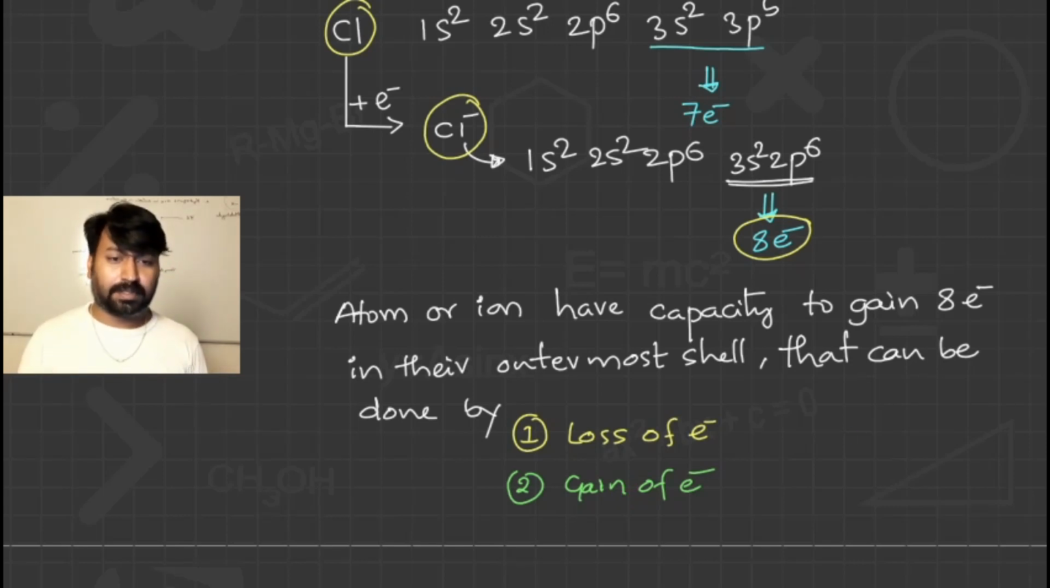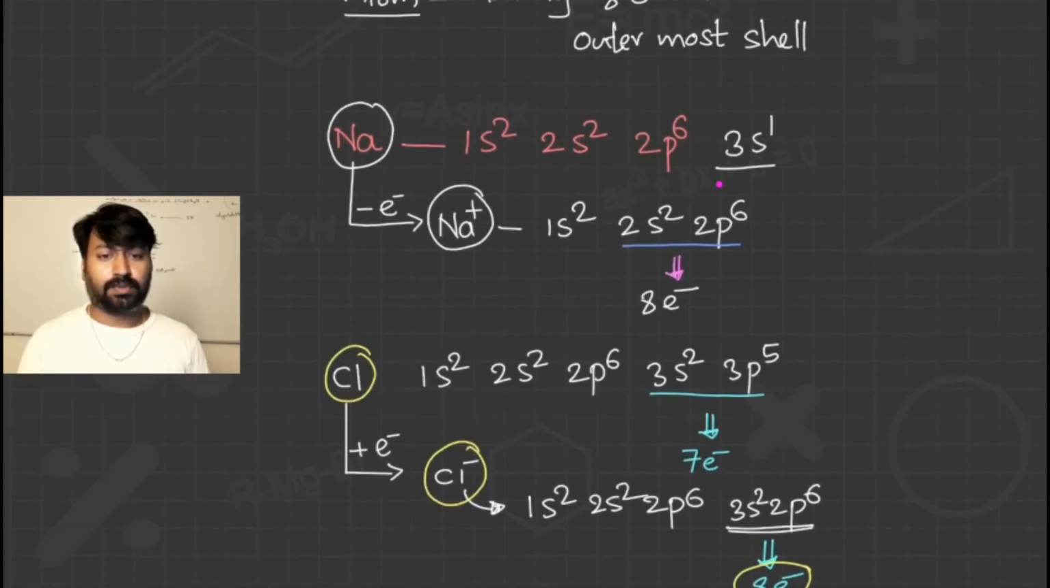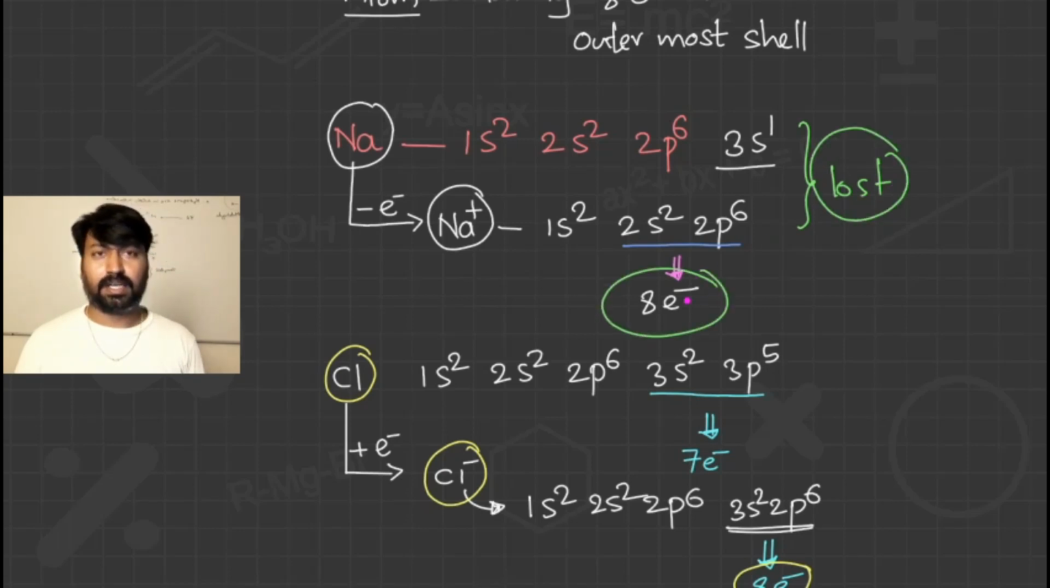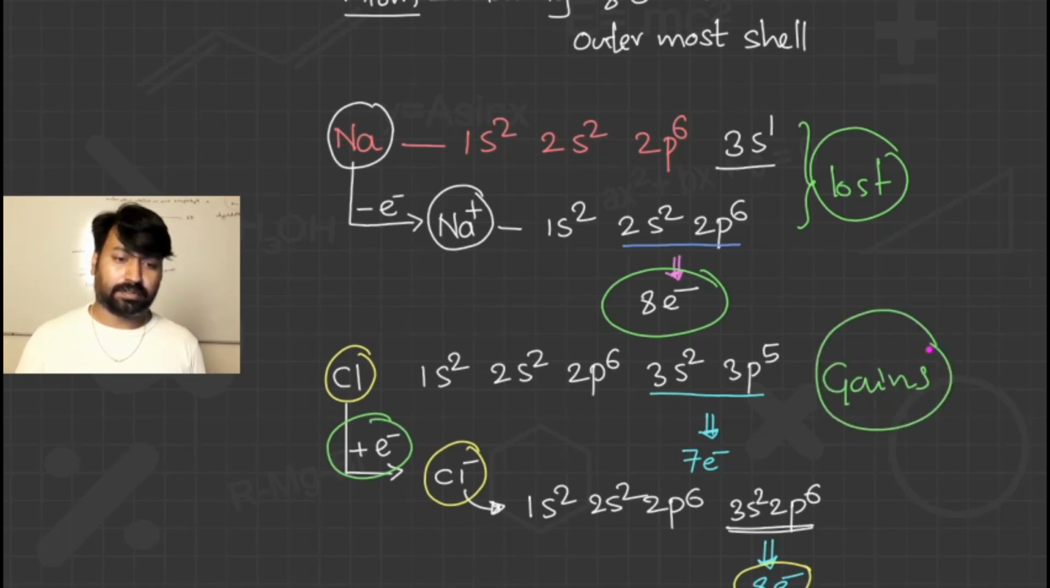So in the previous example you just saw that the sodium lost an electron. Here the electron is lost in order to have 8 electrons in the outermost shell. The Cl gains 1 electron in order to get 8 electrons in the outermost shell.